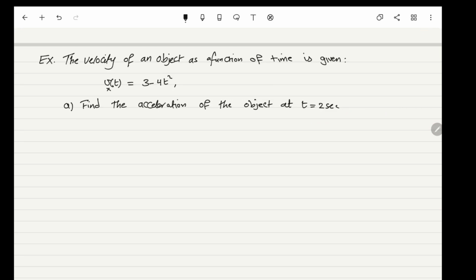The velocity of an object as a function of time is given by this equation here, Vx of t equal to 3 minus 4t squared. Find the acceleration, or instantaneous acceleration, it's the same, of the object at t equal to 2 seconds. Now, acceleration is the first derivative of v with respect to time. So a equals dv by dt, which equals minus 8t. So a, when t equals 2 seconds, equals minus 16 meters per second squared.